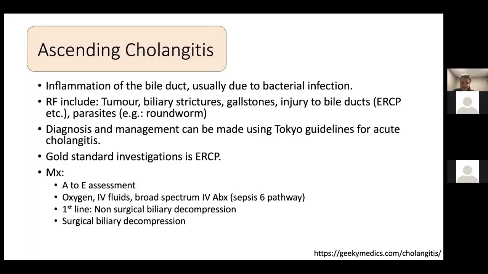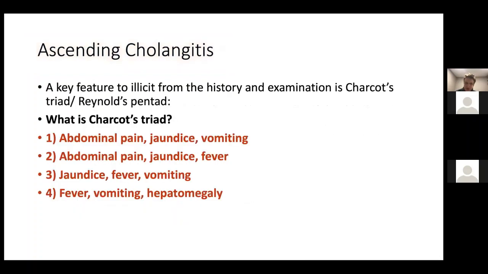So sepsis 6 includes the anagram BUFALO. I don't know if you've heard that before. So blood cultures, measure urea, fluids, antibiotics, lactate, oxygen, and urine output, sorry, not urea. So that's really important because it is a bacterial infection usually in these patients.